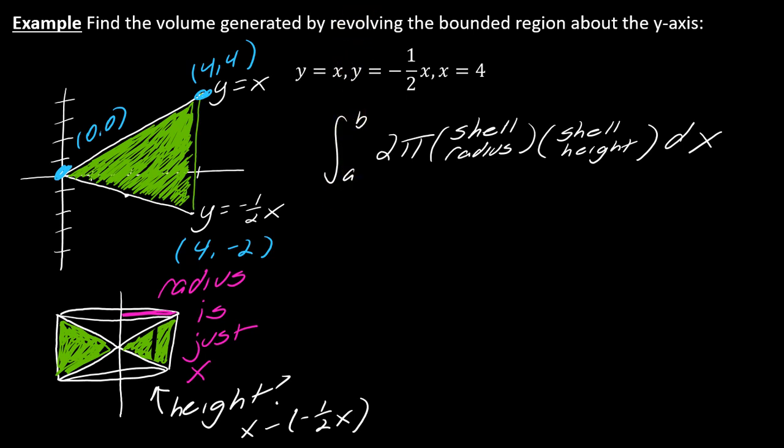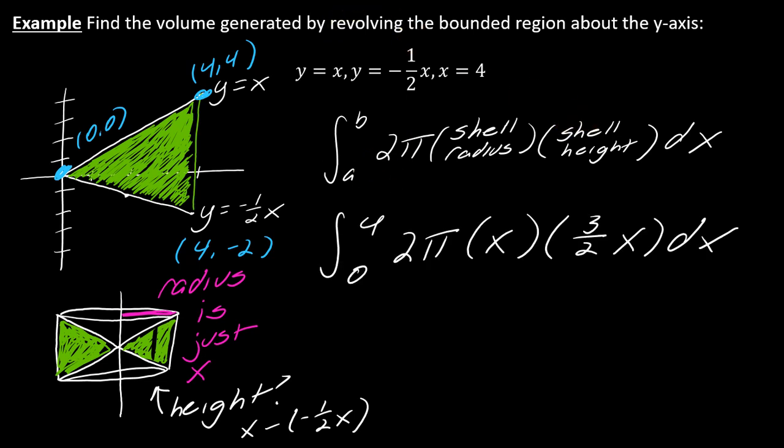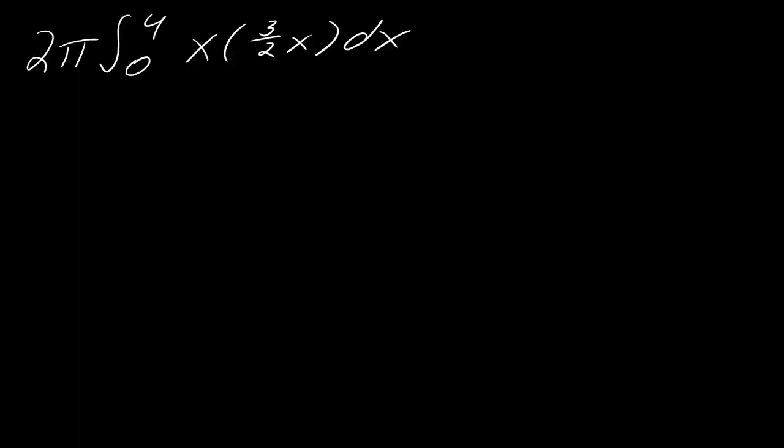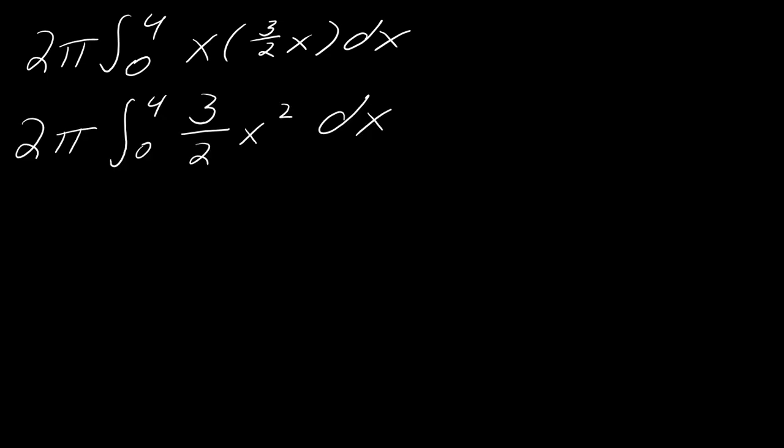So I've now got everything I need to fill in this part of the formula. This is going to be the integral from 0 to 4 of 2 pi x times 3/2 x dx. From here we can just go ahead and integrate this. I'm just going to multiply those two things together so that I have 3/2 x squared. And then I can integrate this.